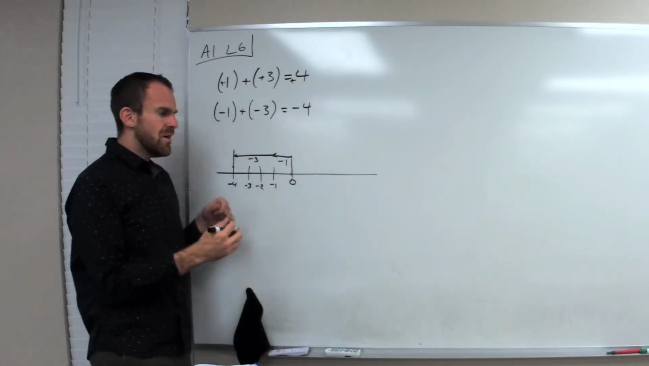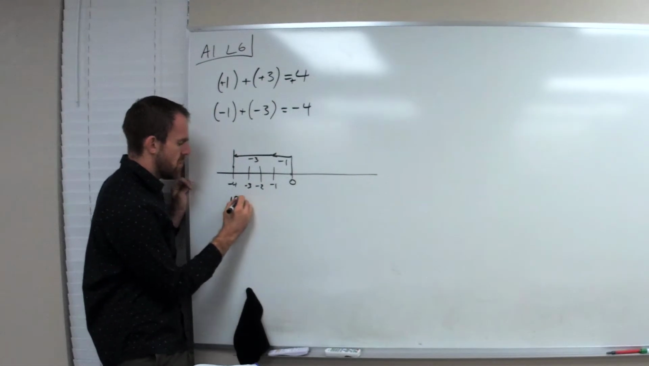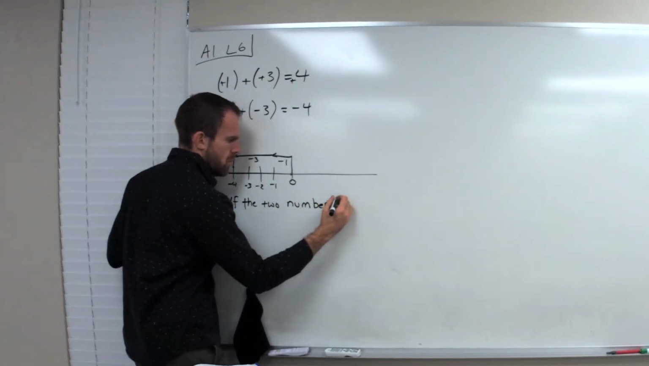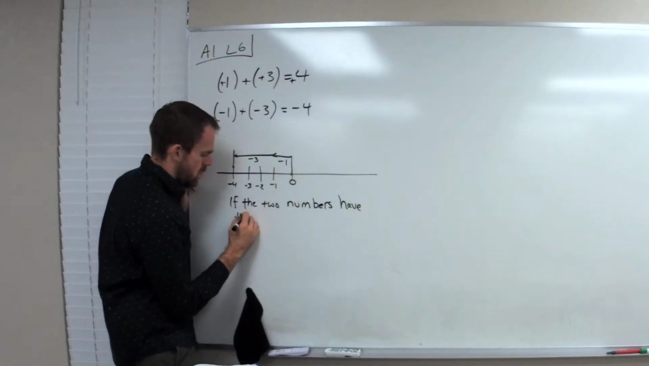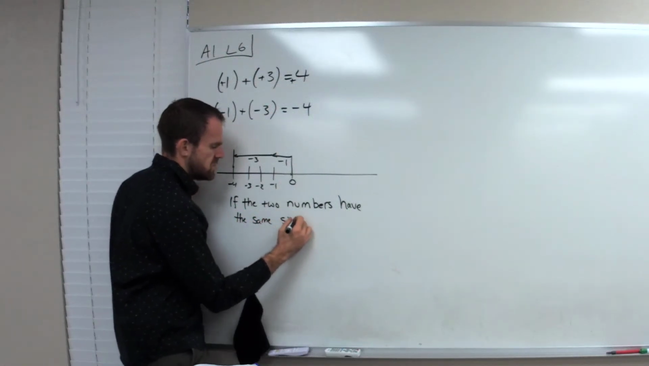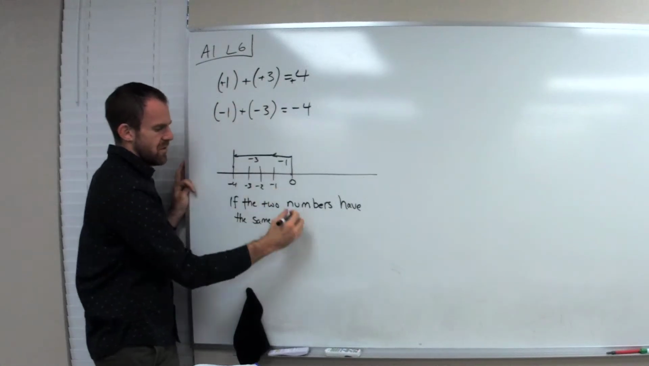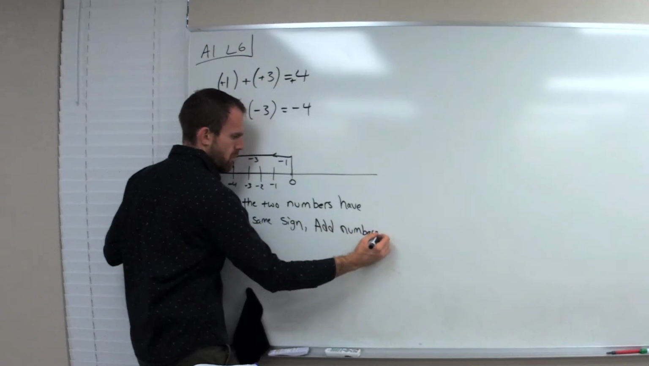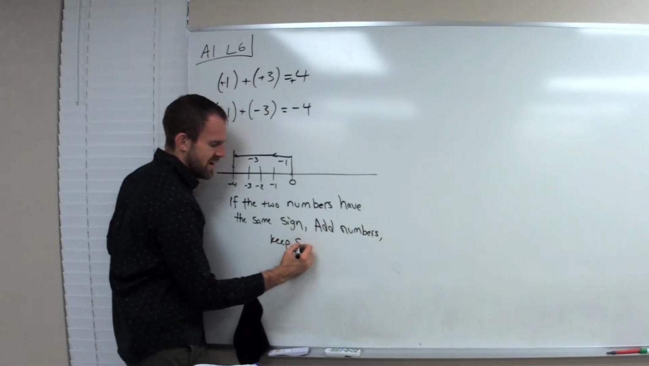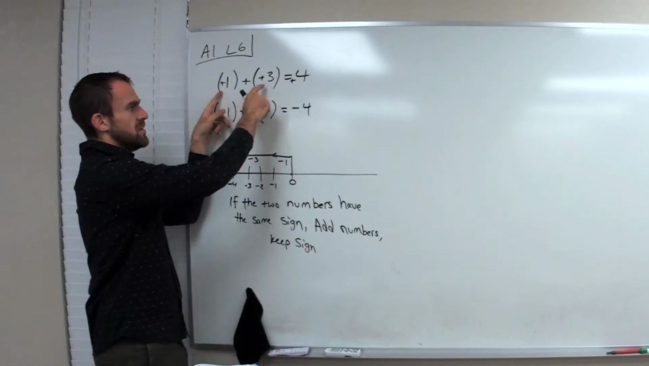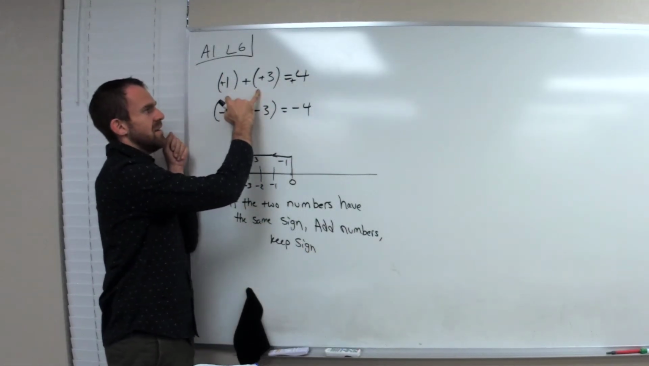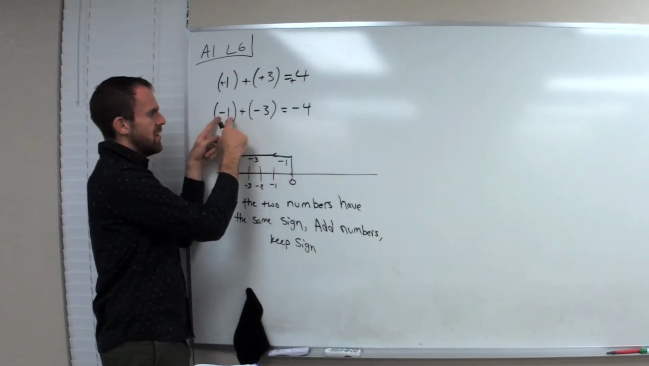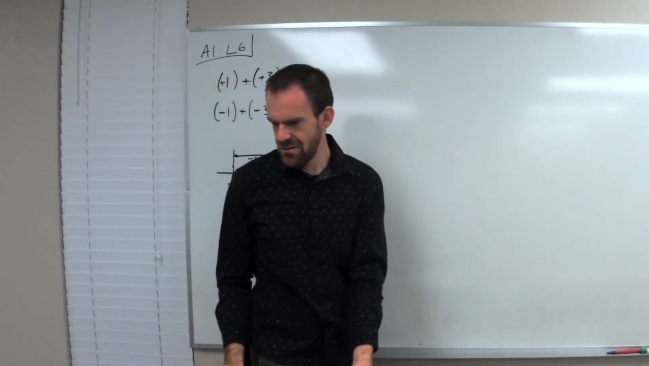So the first rule is that if the signs are the same, so either positive or negative, then you add the numbers and keep that sign. So here, 1 plus 3 was positive 4 because we added them and kept the positive sign. Here, they're both negative. I'm still adding. 1 plus 3 is 4. And I'll keep the minus sign because the sign was negative.